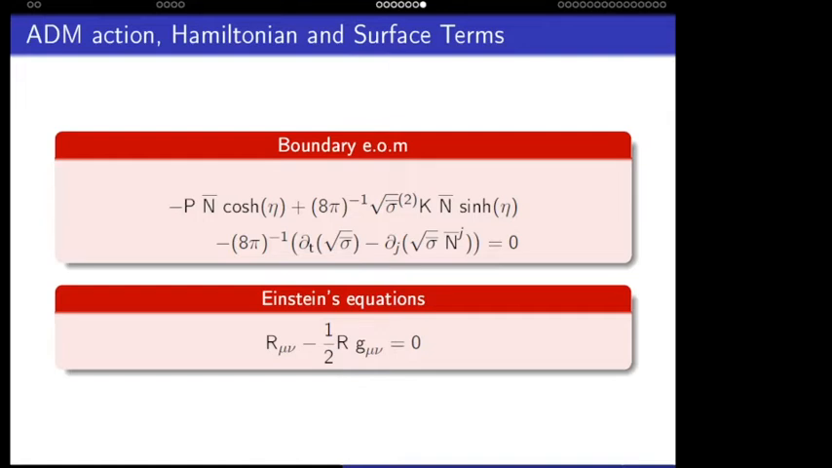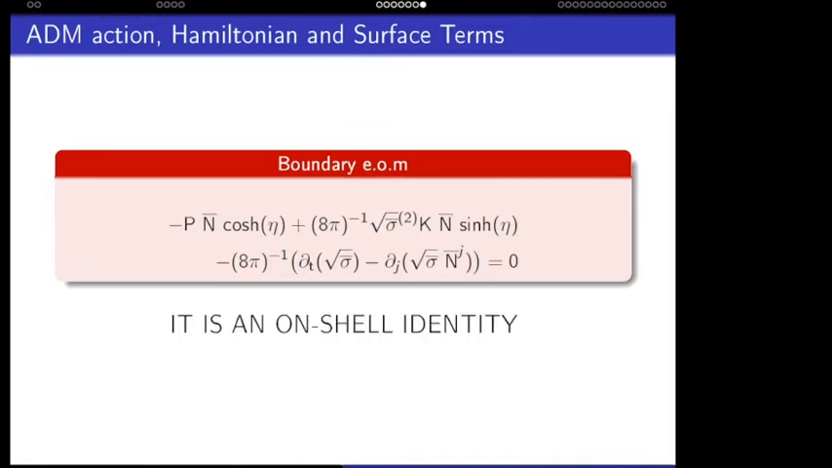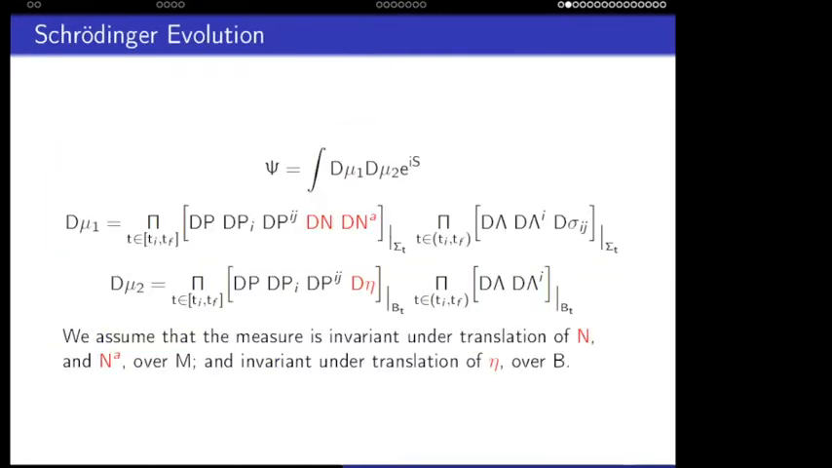But remember, eta is a parametrization of the combination of n and n^r, which are Lagrange multipliers. So eta in the end is also a Lagrange multiplier. And the integration of this Lagrange multiplier leads to a constraint, in the same way that the integration of n and n^a in the bulk leads to the Hamiltonian constraint and the momentum constraint, or the Wheeler-DeWitt equation. So this is exactly what I said.